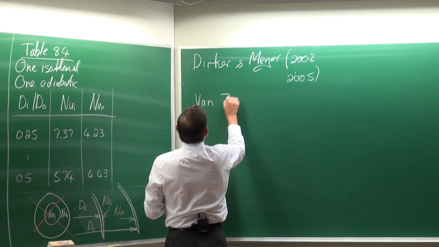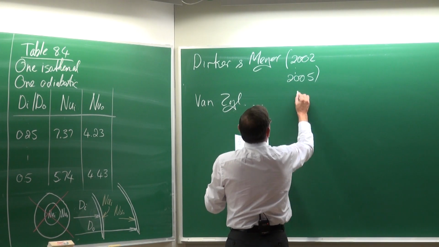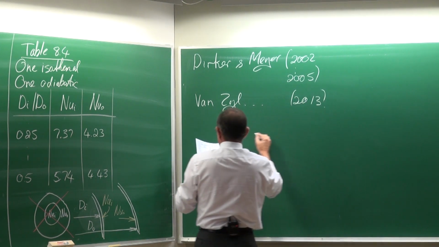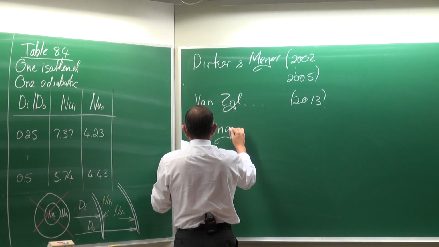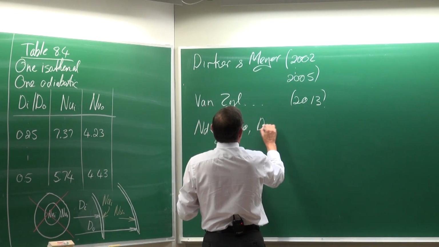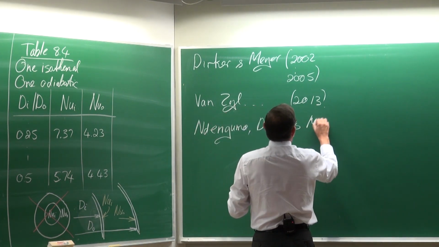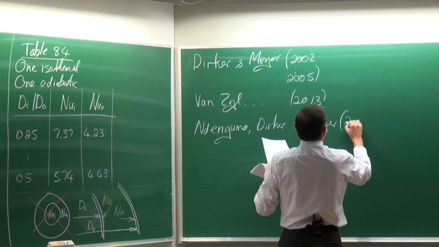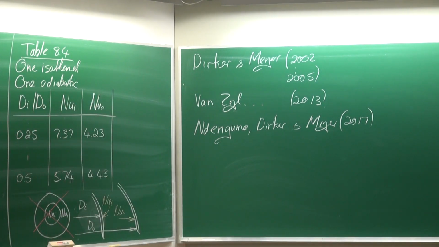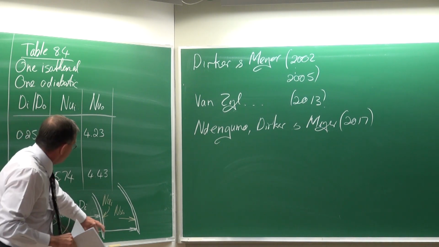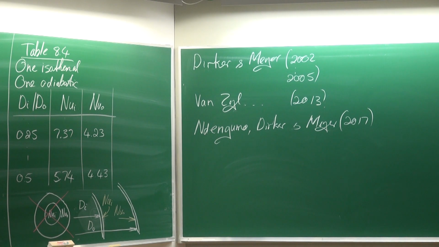And then there were two more students. The one is Van Zyl with Dirker and Meyer of 2013, and then another PhD student named Guma Dixon, Dirker and Meyer, of 2017. It is not that we can't stop with this work, it is just that it is much more complicated than we think, especially if you start looking at different applications of heating and or cooling. Right, any questions on the flow through annuli?